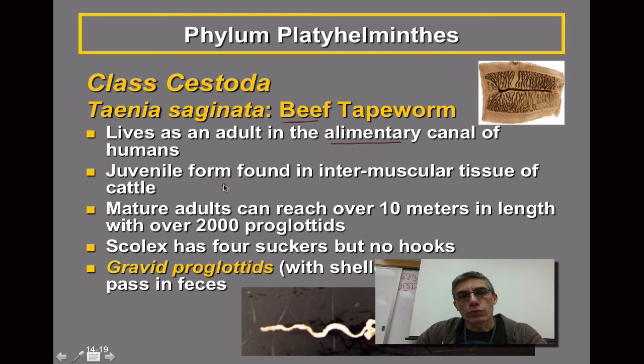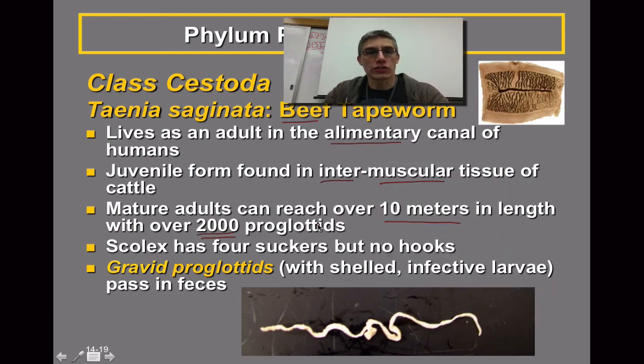Now, the juvenile forms are going to be found in the intermuscular tissue of cattle. Now, mature adults can reach over 10 meters in length, and this 10 meters can be made up of over 2,000 proglottids, and we'll talk about proglottids in just a second.